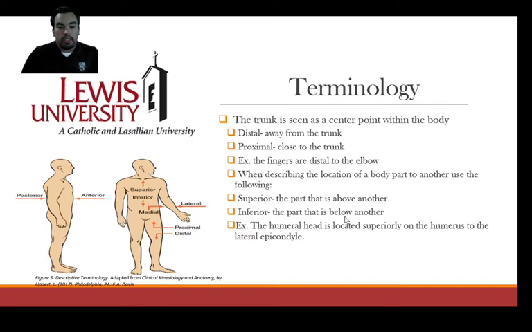The trunk is seen as the center point in the body. When we look at that, we also have to reference distance from that. So now when we talk about something being away from the trunk, before it was midline we were referencing, now we're talking about just the proximity to the trunk. If something's distal from that, it is away from the trunk. So my foot is distal within my body and proximal closer to the trunk. My hip is more proximal than my foot, which is more distal to the trunk.